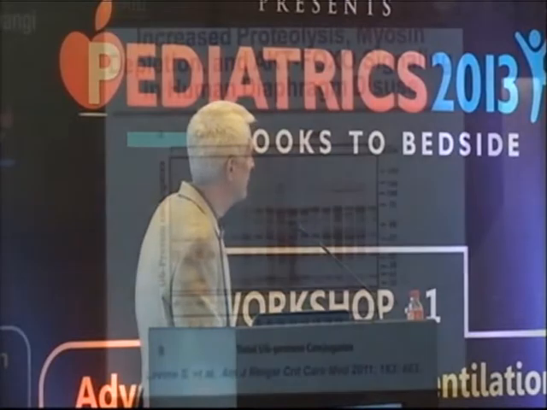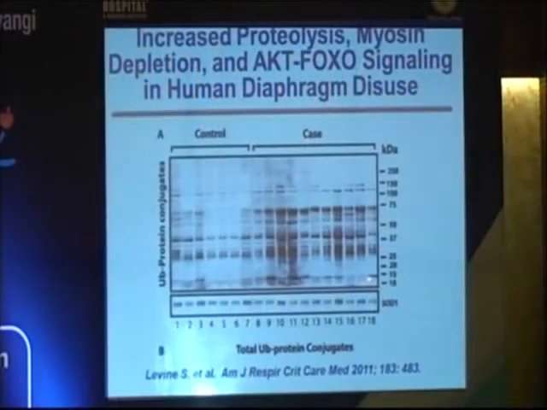This is gel electrophoresis of diaphragm proteins, and these proteins extracted from the muscle are stained to see which are conjugated to this chemical called ubiquitin. When ubiquitin is attached to protein, it is a signal for protein breakdown. So shown here are different proteins of different molecular weights.